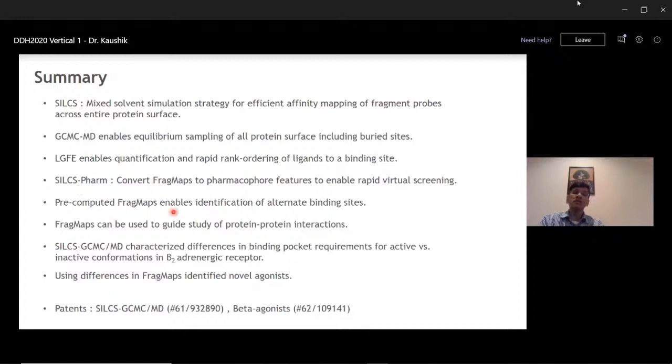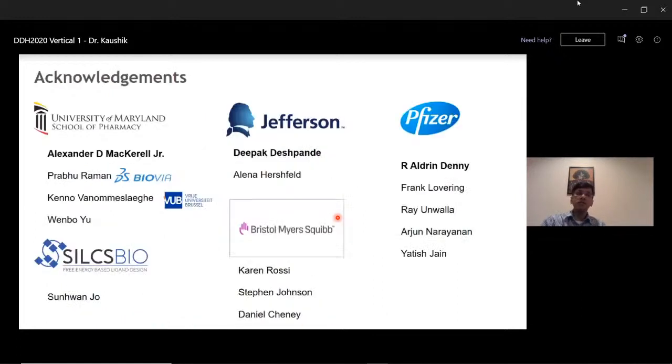And what we notice is this is useful in the context of enabling identification of alternate binding sites. And of course, FragMaps can also be used to guide the study of protein-protein interactions. And we saw an example where the SILCS GCMC-MD was useful for characterizing differences in binding pocket requirements between the active and the inactive conformations of the beta-2 adrenergic GPCR. And we used those differences in the FragMaps to identify new agonists targeting the beta-2 adrenergic GPCR. Here are a couple of patents that came out from this study.